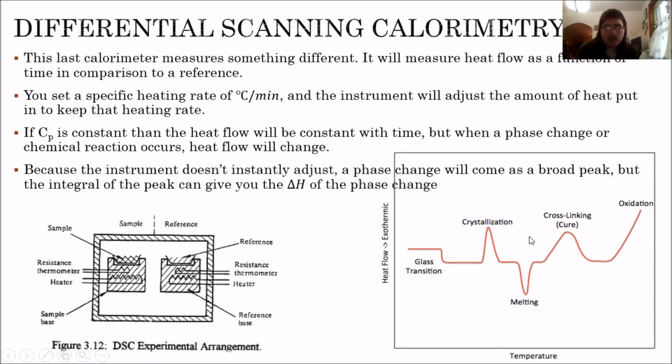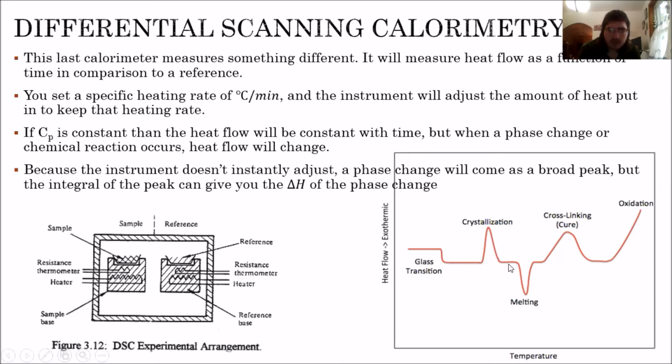Essentially, you could do multiple cycles to see if this is a reversible phase or not. Cross-linking, you can't really reverse that. Oxidation, you can't really reverse that. But crystallization and melting, you should be able to. The only problem is because the instrument doesn't instantly adjust, it takes a while to figure this out and fix things. These changes will come as a broad peak. So the crystallization is not just one sharp jump up. You see a gradual rise: it's taking more energy, so I'm going to start putting in more energy. Okay, it's peaking and going back down.